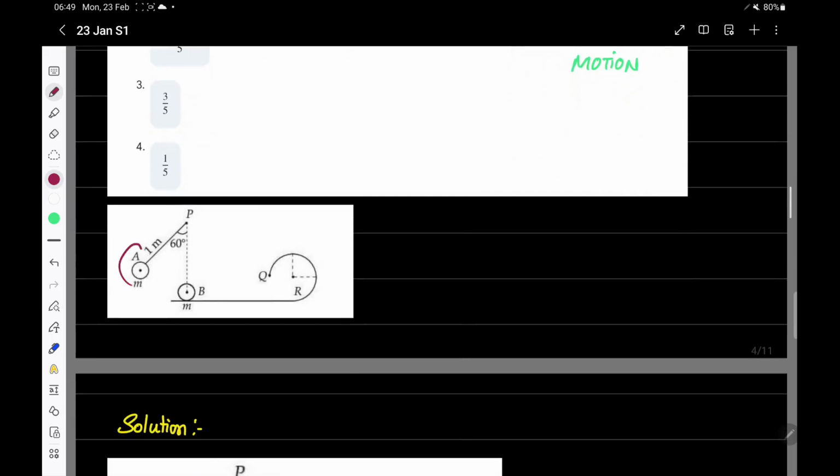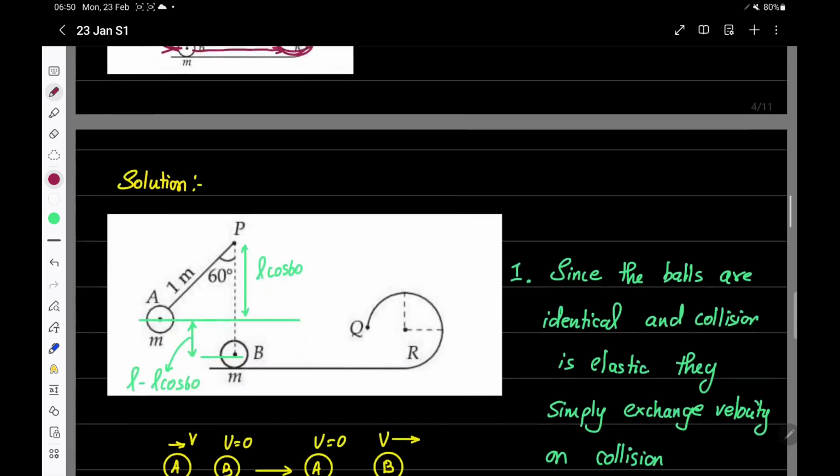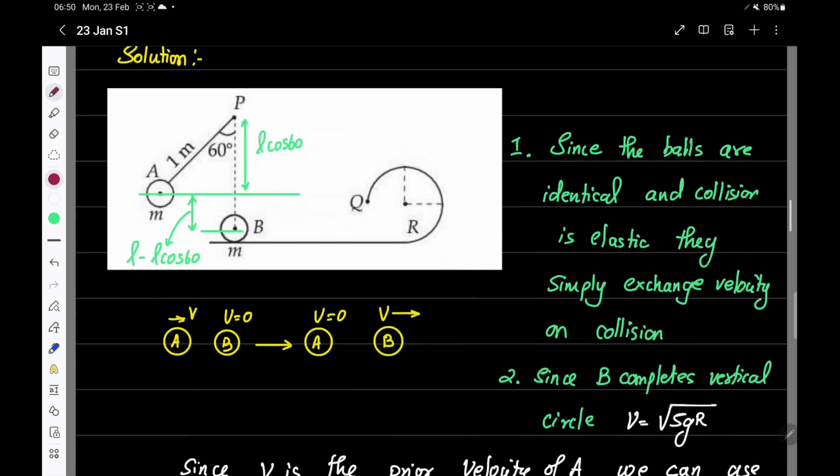So you have a bob A which is lifted up and released. This is going to hit bob B elastically and transfer its entire energy to bob B, and the bob B will move in a circular path and complete the vertical circular motion. That's going to happen. So what I will do is I'll use two important ideas.